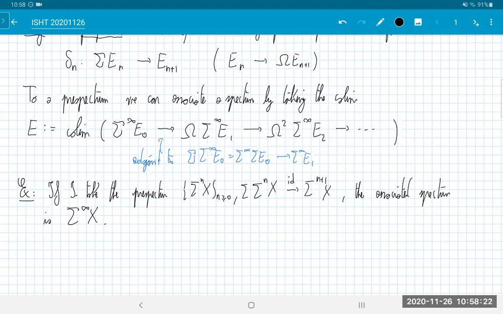And that's because you can see that this colimit, in fact, is going to be a constant colimit if you unwrap what it is. Using the fact that sigma infinity commutes with sigma, and that omega sigma is the identity, because omega and sigma are inverses. But I'll leave it to you as an exercise, perhaps.